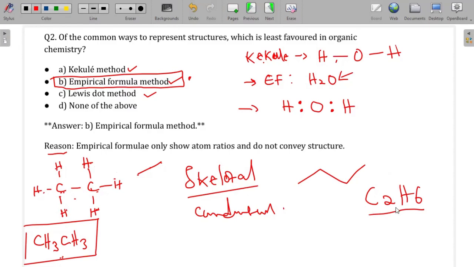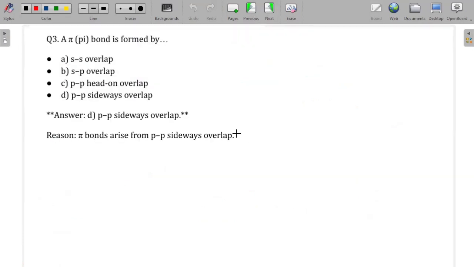And then I can also represent it in Lewis dot here. So it means here I'll put a dot, here dot, here dot, here dot, here dot, here dot, even there dots. So each line here in organic chemistry will be representing how many electrons? 2. So these are the 5 methods in which we can present structures. So it's very important that you are acquainted with all of them. So the most preferred in organic chemistry is skeletal, in case a question comes, and then the least favored is empirical.